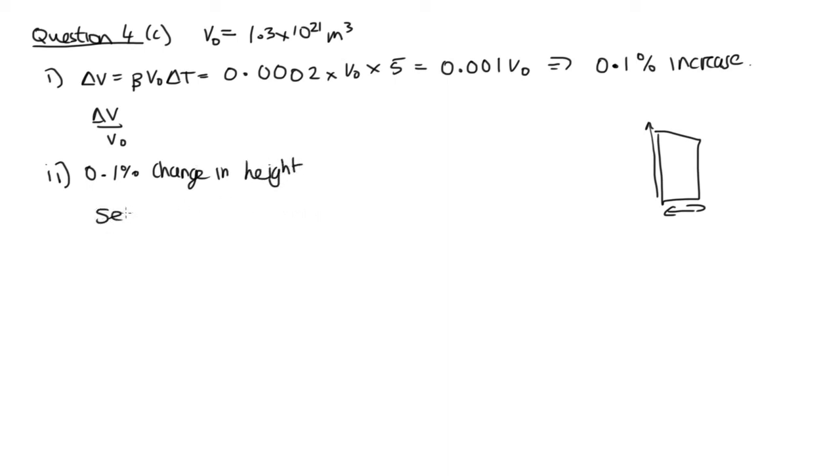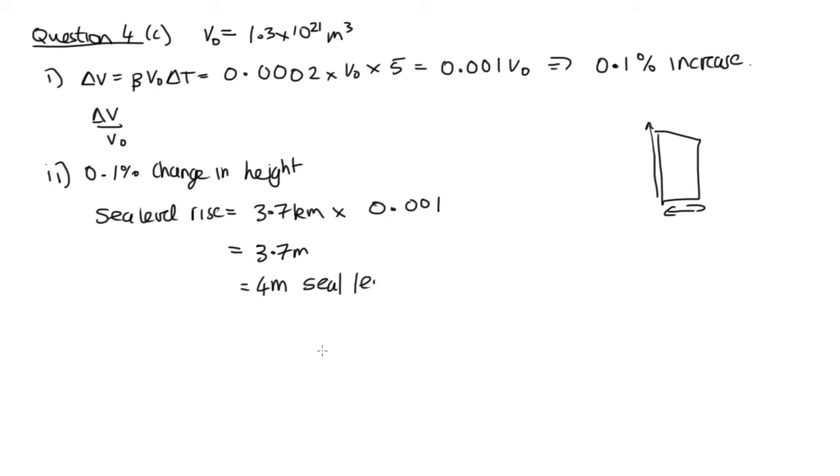Okay, so the sea level rise will be equal to 3.7 kilometers times 0.001, and so that is equal to 3.7 divided by 1,000, or 3.7 meters. So we should probably only give it to one significant figure, as we only have beta to one significant figure. So we can say it's a 4 meter sea level rise.